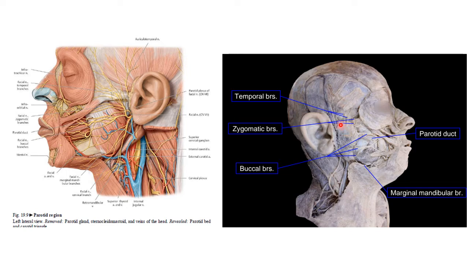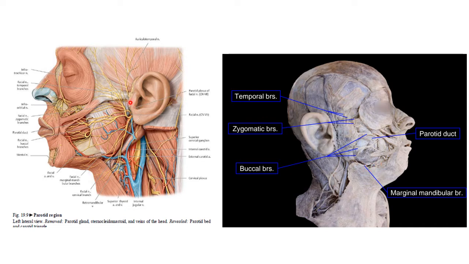And through its substance, through its various borders, are exiting out these branches, these whitish colored structures which you are seeing. These are the branches of the facial nerve, which are the temporal, the zygomatic, the buccal, the upper and the lower buccal, which are present above and below the parotid duct, as well as the marginal mandibular nerve.